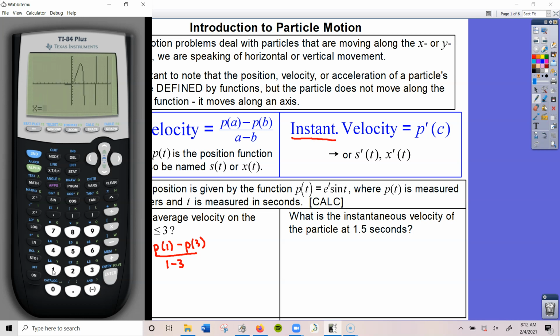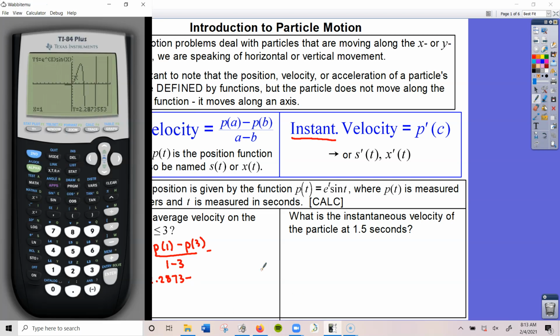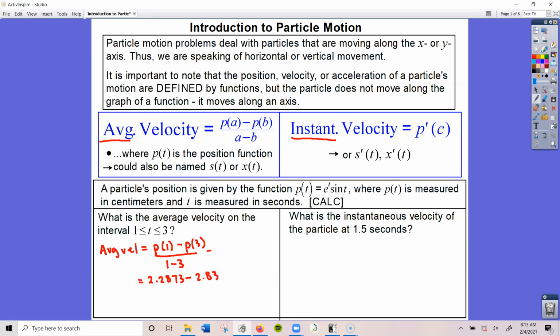We go to value. I need p of 1, which is 2.287, etc. So let's write this down. 2.2873. Now we're going to get p of 3. Go back to the calculator. Now we can just click on 3, which is 2.8344. And we're going to divide that by 1 minus 3, which is negative 2. And again, I can put this in my calculator.